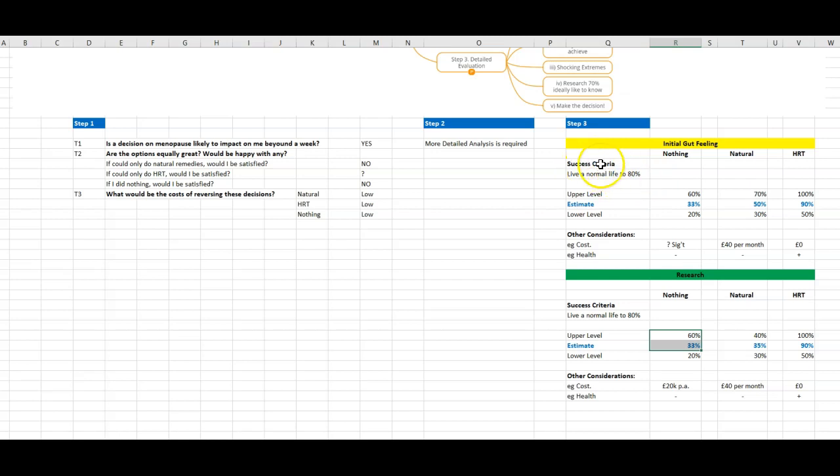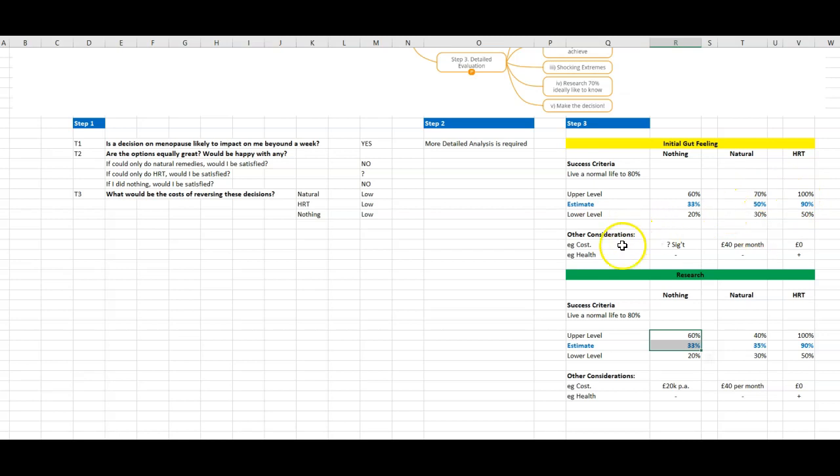That's my success criteria. If I do nothing, I'm feeling quite terrible at the moment. I'm at 33% level of normal life, let's say. My upper level of improvement and feeling good, if I do nothing, is 60%, and my lower level, if I could get worse, is 20%. They're the extremes, the levels that I would feel surprised and shocked if it went above or below from my estimate. If I go down natural remedies, I might improve from 33% to 50%, and if I go on HRT, I might improve up to 90%, with the corresponding upper and lower shock levels.